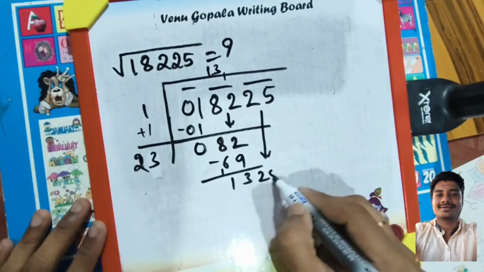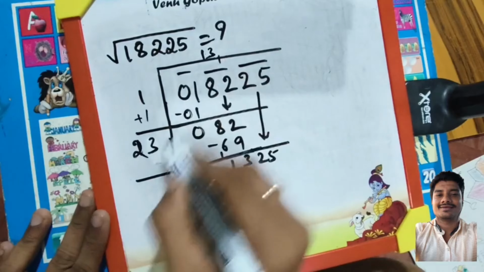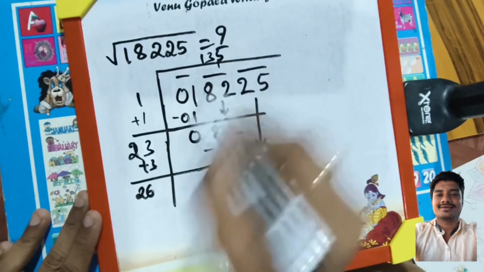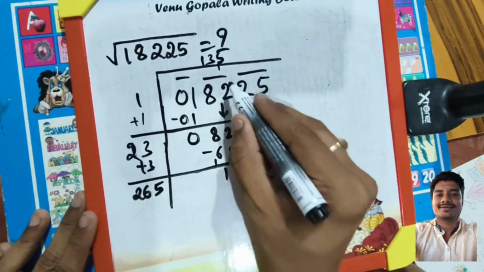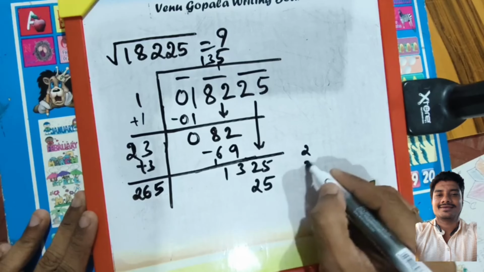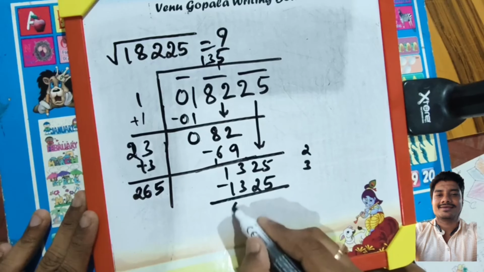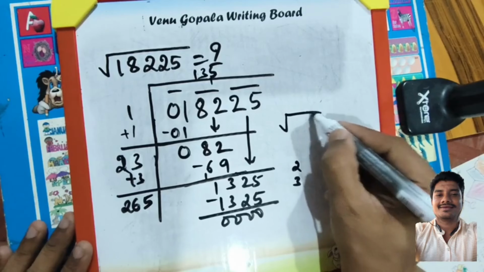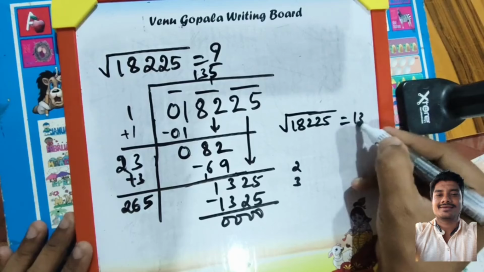Now carry this 25. Now, what is the next step? 23 plus 3, we have to add, 26. Now you take a digit whose square gives you the unit digit 5. 5 square 25. 5 6s are 30 plus 2, 32. Carry 3. 5 2s are 10. 10 plus 3, 13. 1325 minus 1325. The remainder is 0. Therefore, the square root of 18,225 is 135. 135 is the correct answer.